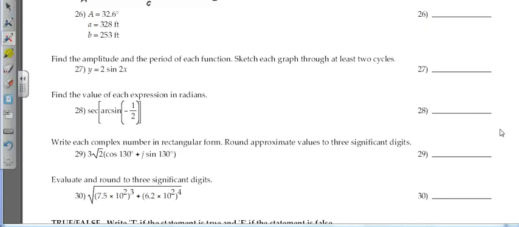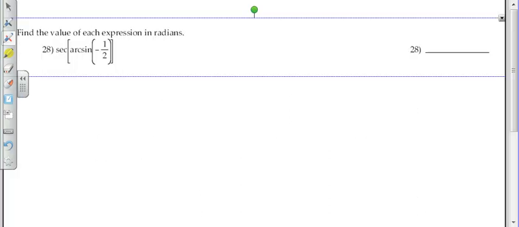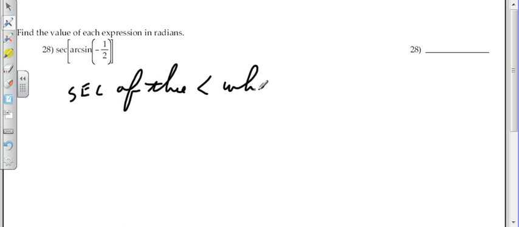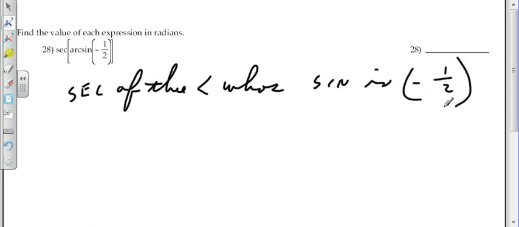Okay, find this guy in radians. Sure, we're going to do that. Okay, so we want the secant of the angle whose sine is minus 1/2. Okay, so that's what we're looking for. So that's minus 30 degrees. So we want the secant of minus 30 degrees.